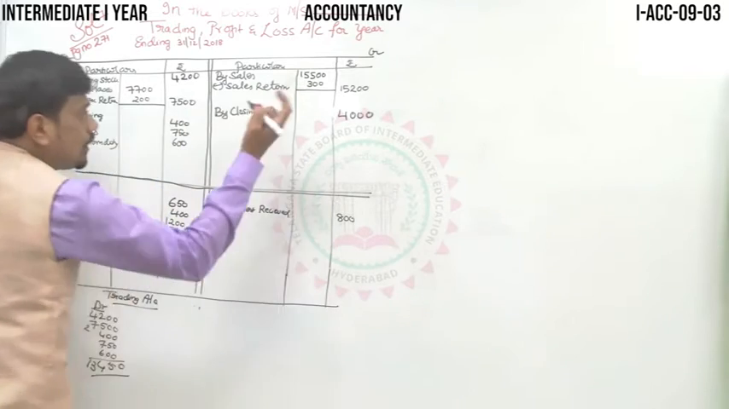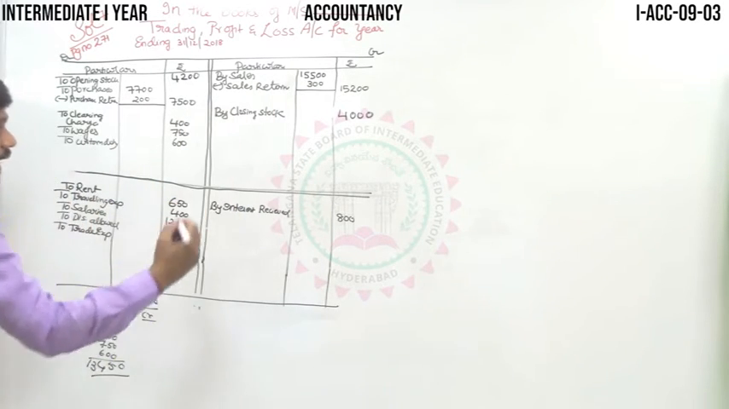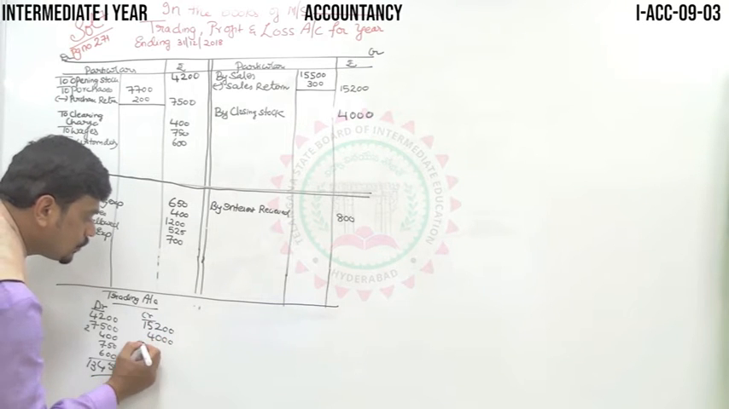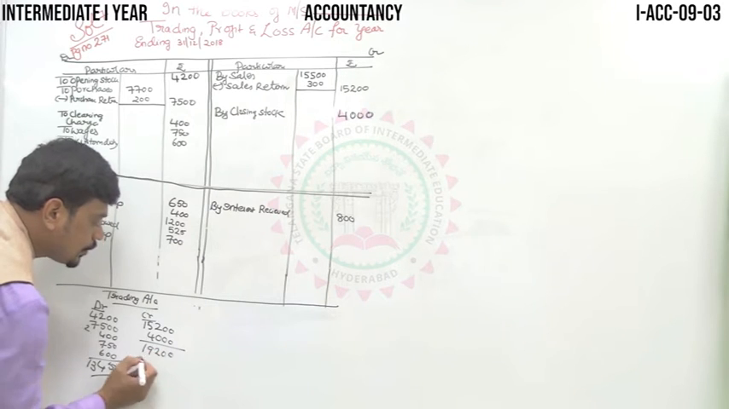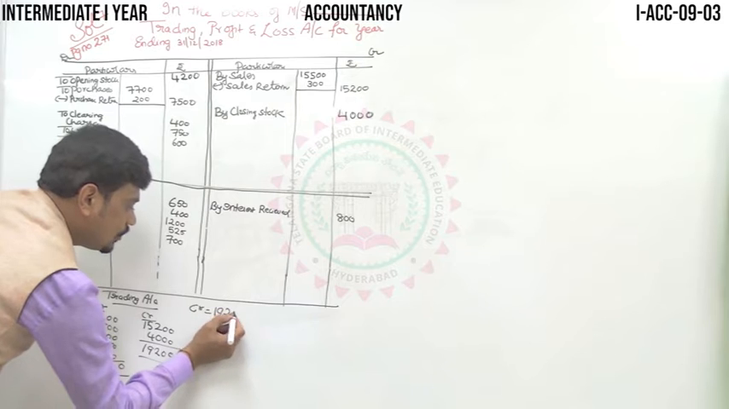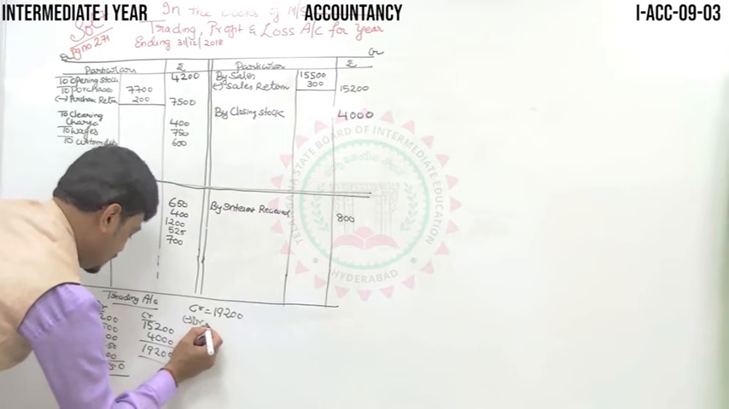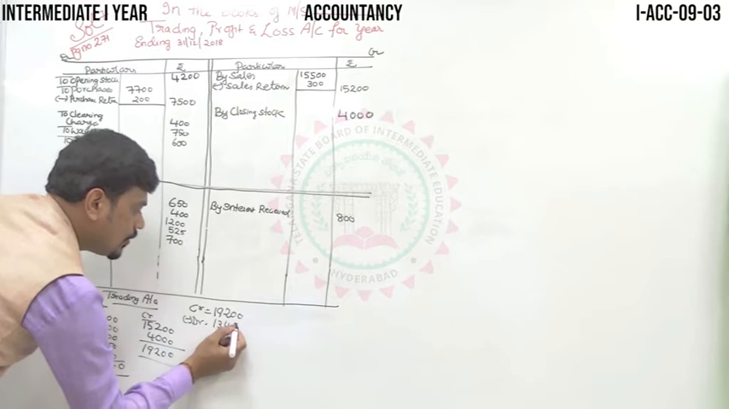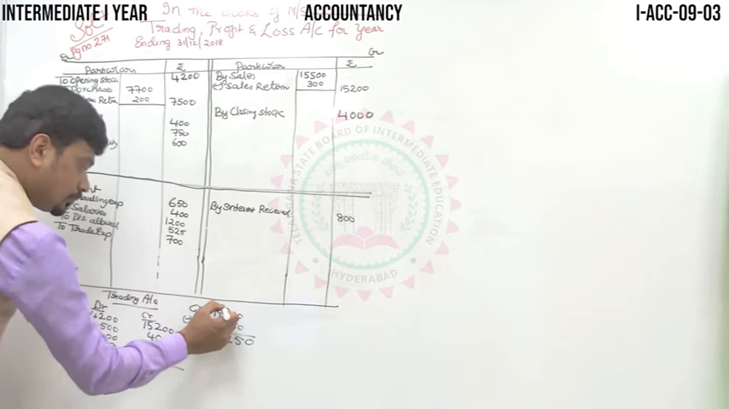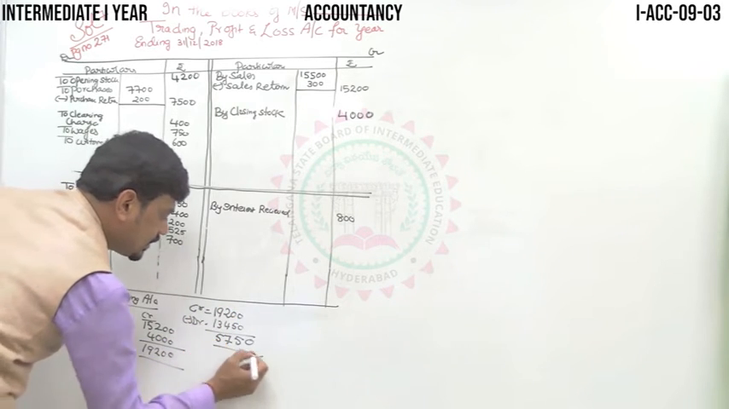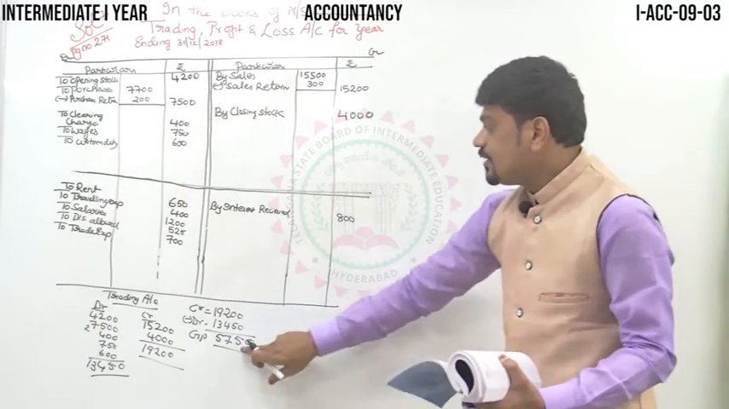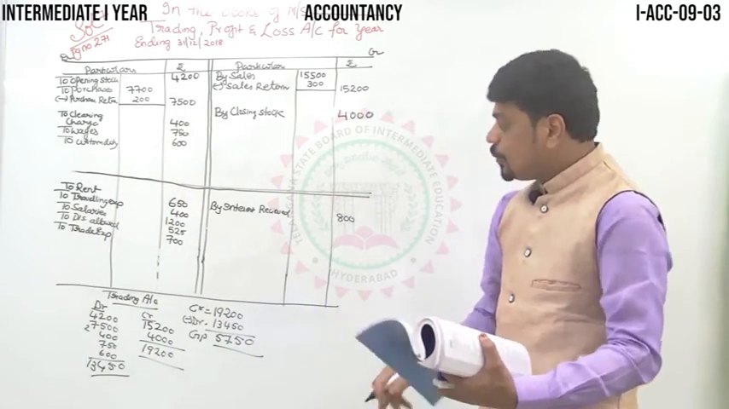Now I'll do the credit total. What are the credit figures I have? I have credit 15,200 and 4,000. So 19,200. Again credit is more. Credit 19,200 minus debit 13,450. This is the gross profit. 5,750 rupees gross profit we got.